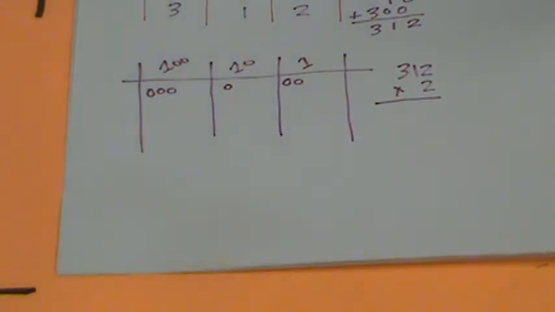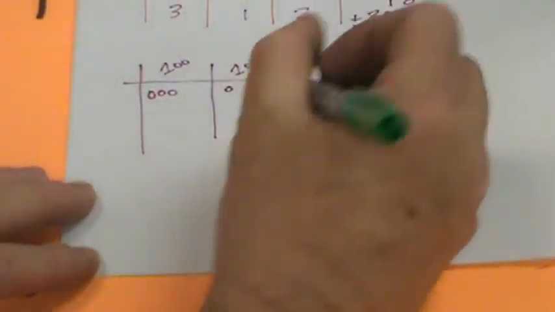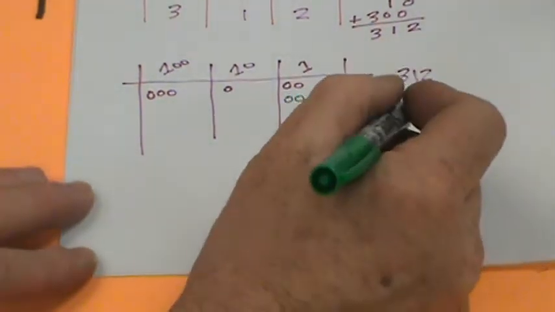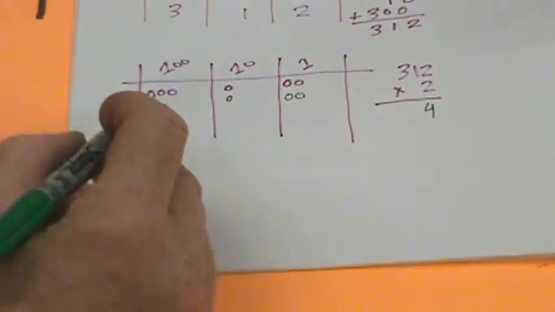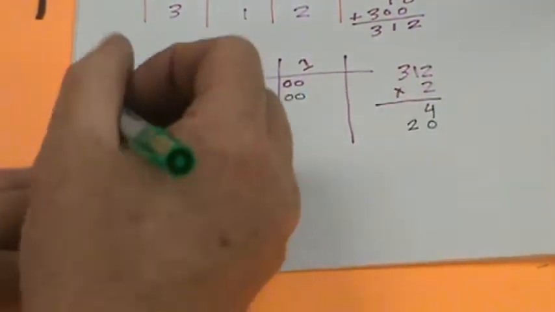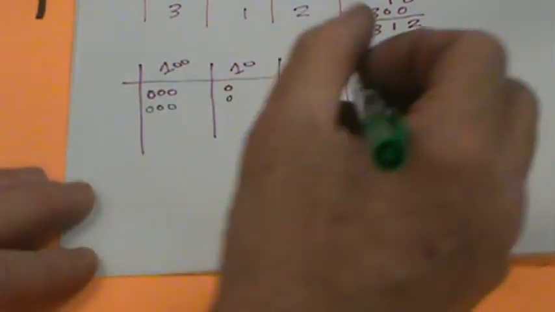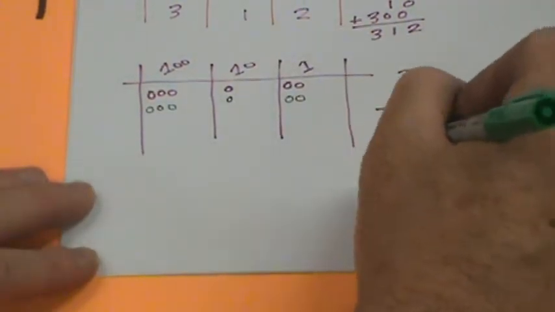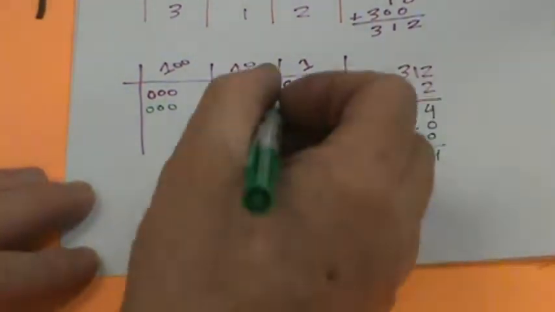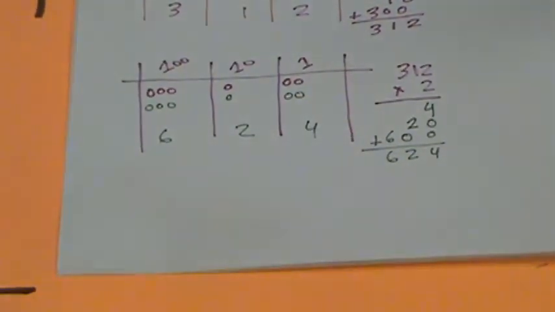I'm going to switch pens because I'm running out of ink. So 2 times 2. 2 times 2 ones equals 4. 2 times 1 ten equals 2 tens, or 20. And 2 times 3 hundreds. We have 100, 200, 300, 400, 500, 600. I'm going to add those up. We have 4, 2, and 6. Let's take a look. 4 ones, 2 tens, and 600. So our answer is absolutely correct.